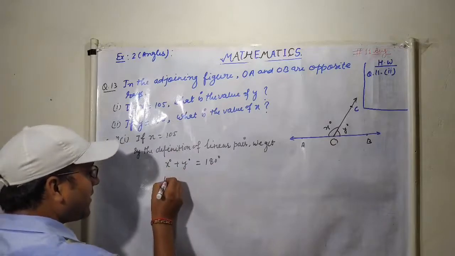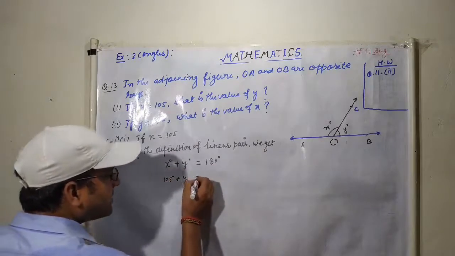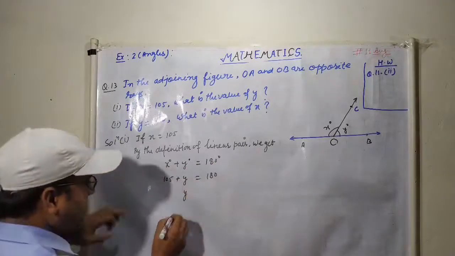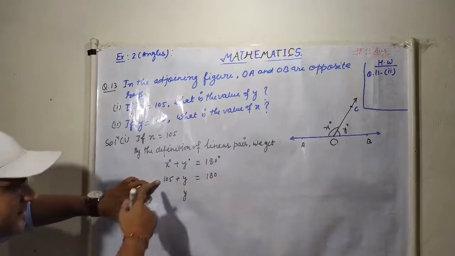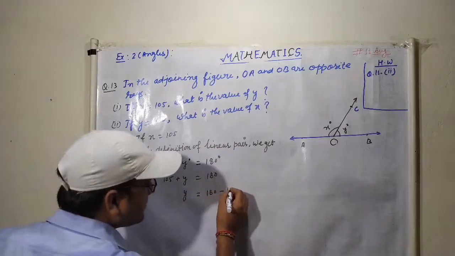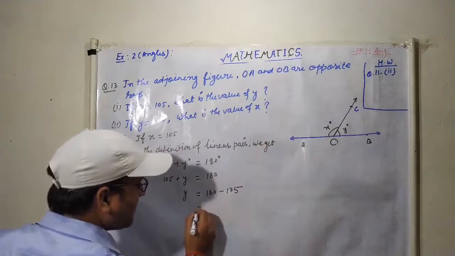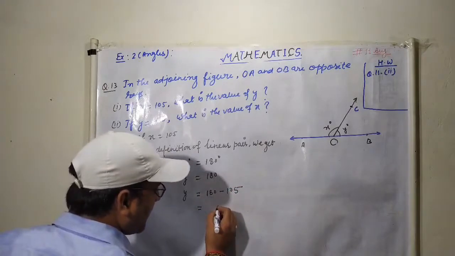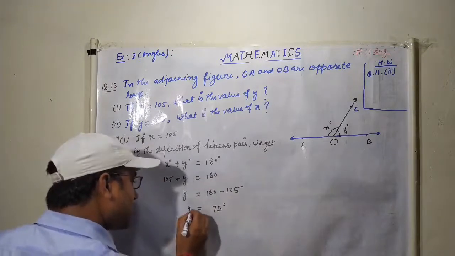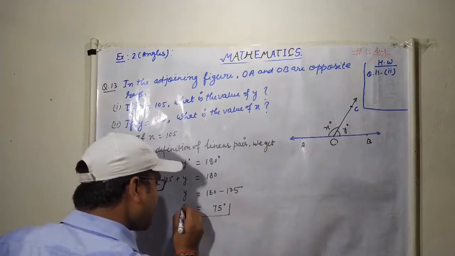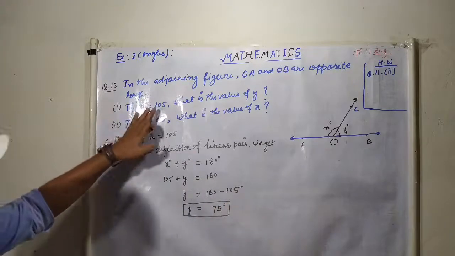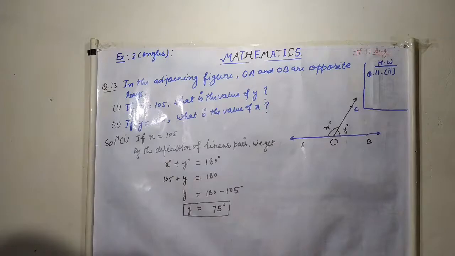Now the value: 105 plus y is equal to 180. Transpose this 105 to the right side, plus changes into minus. 180 minus 105, subtract this one, you will get 75. y is equal to 75 degrees. For the first part, your answer is: when x is equal to 105, then y is equal to 75.